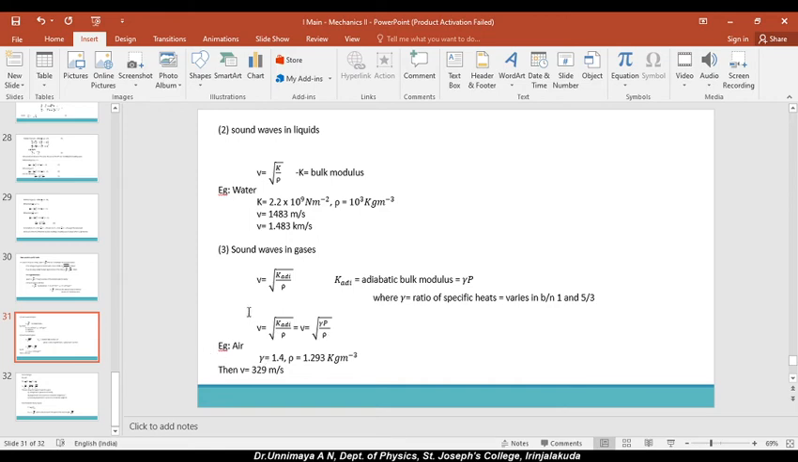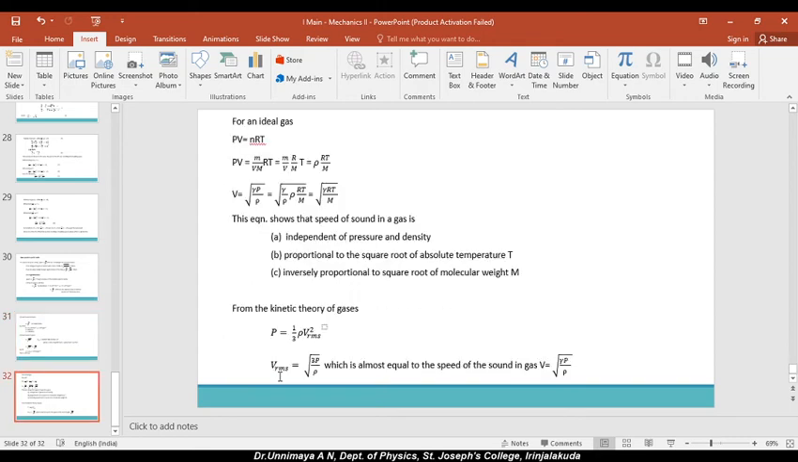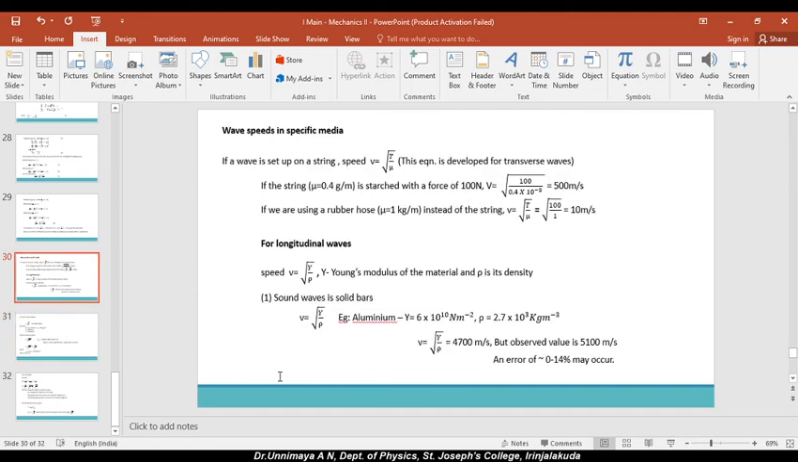So consider a gaseous medium like air having gamma equal to 1.4 and density rho equal to 1.293 kilogram per meter cube. We get the value for velocity as 329 meter per second. So these are the equations for the speed of longitudinal waves. Here we discuss wave speeds in specific media like solid, liquid and gaseous.